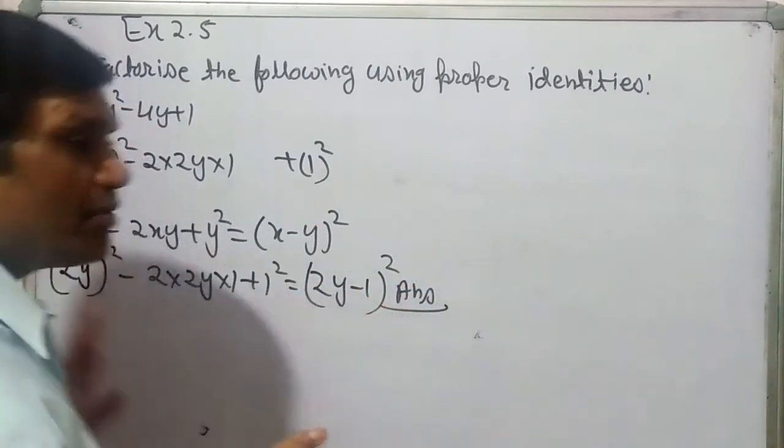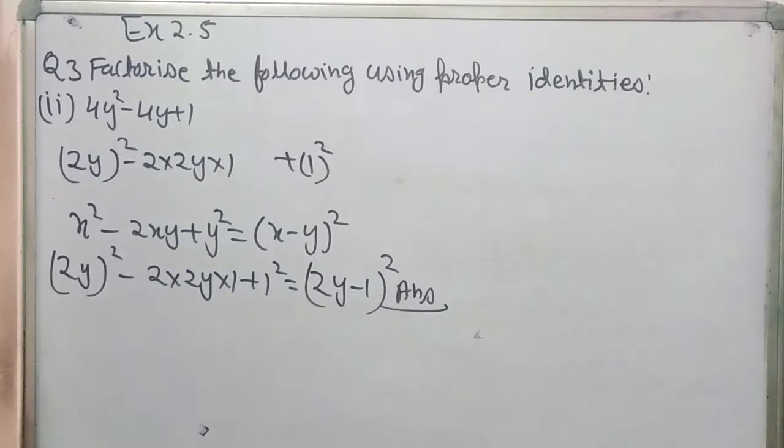Once again, please remember, each and every time you have to factorize, you have to correlate the terms with one of the identities. Then only you are able to factorize them correctly.